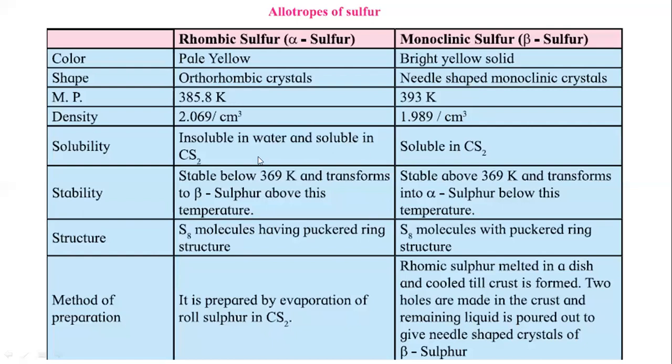Then they can ask the density also. What is the density of rhombic sulfur? But numbers cannot be asked for the examination. Remember, they will not ask the numbers in the exam. Melting point will not be asked, density will not be asked, but they can ask the color and the shape also. So don't remember the numbers, melting point, boiling point, or temperature. It is not expected from the student.